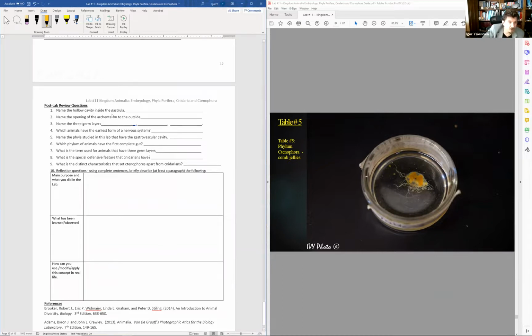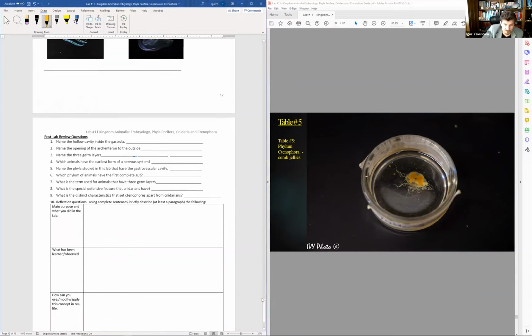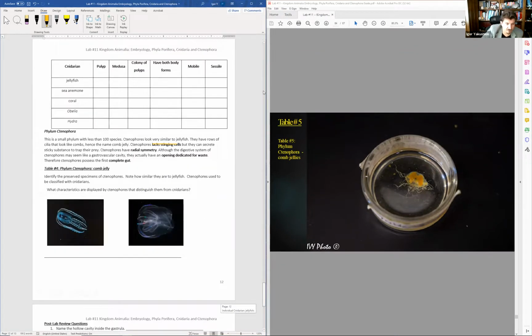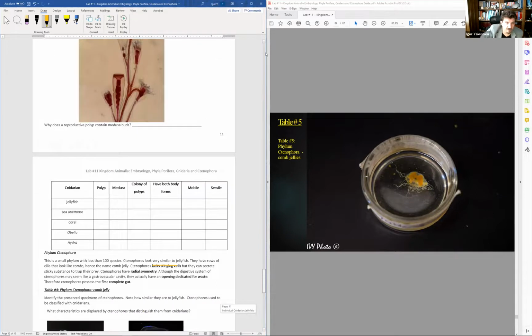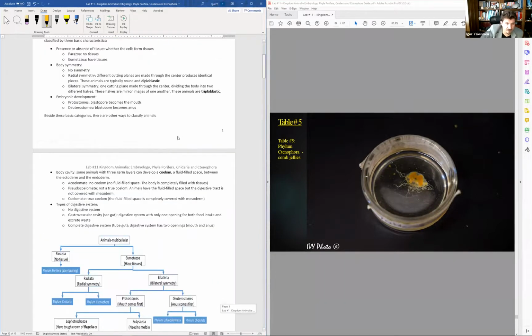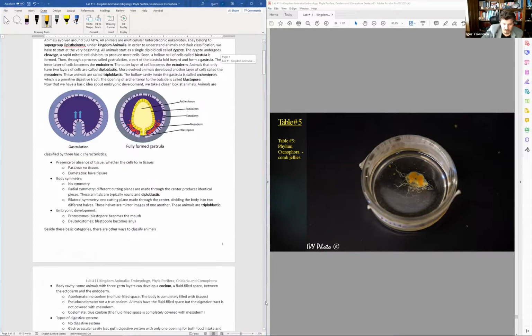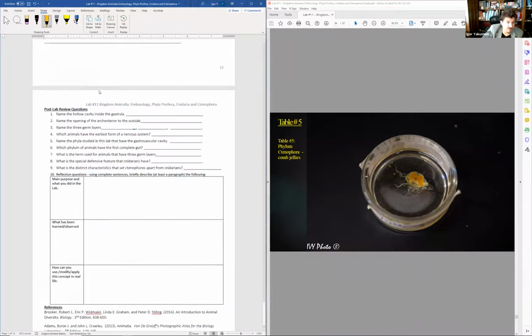So, name the hollow cavity inside of the gastrula. And let's see if it has, I don't remember if we were talking about. Basically, the cavity, yeah, here we go. Hollow cavity known as the archenteron, right? Hollow cavity inside of the gastrula. This is what will turn into the digestive system later on. Name the opening of the archenteron to go outside. That would be the blastopore.